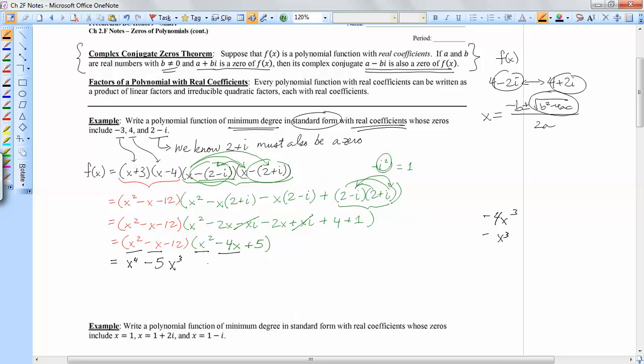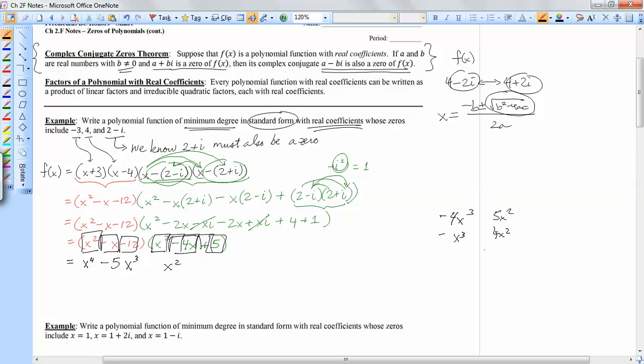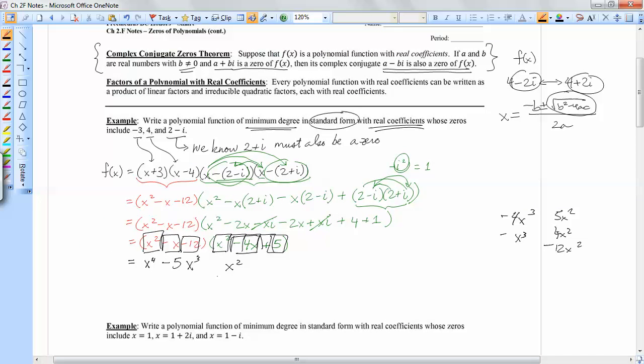Then I can get x squared terms. So the way I can get x squared terms is this x squared times this 5, so that's 5x squared. I could get this negative x times this negative 4x, so that's another 4x squared. Or I could do this negative 12 times this x squared, so that's minus 12x squared there. So that comes out to a total of negative 3x squared. So minus 3x squared.